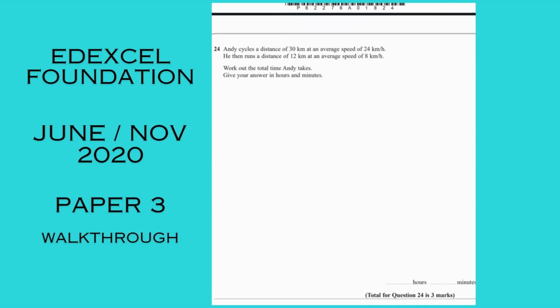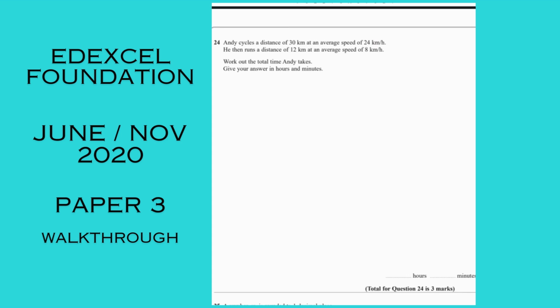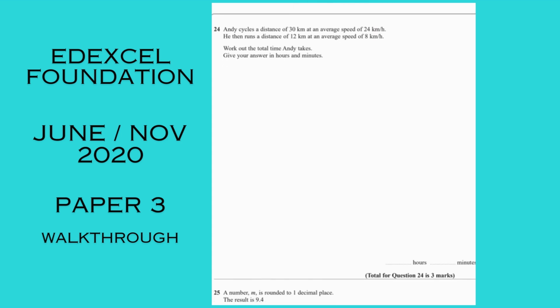Next one, Andy. So as soon as you see the words distance and speed, make a note, folks, of your good old DST triangle. D on the top, S and T on the bottom, and you're given distance and speed. So time equals distance divided by speed. In your calcs, that's 1.25 hours, but we don't like that because that's not minutes, folks. That's quarter of an hour. 0.25 is quarter of an hour. So it's 1 hour, 15 minutes.